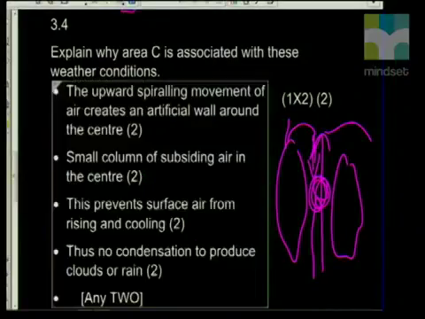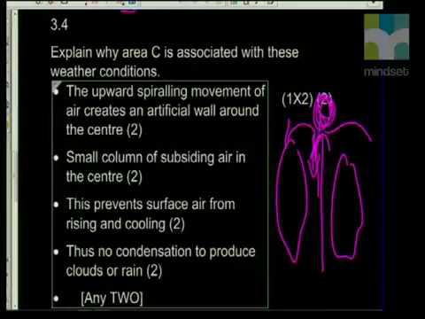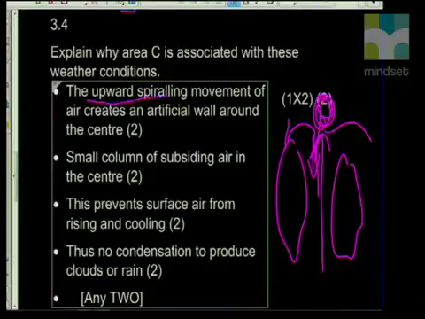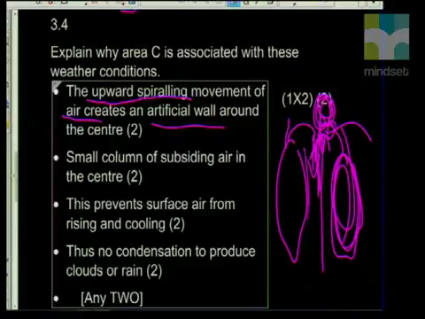All right. The upward spiraling movement. That was beautiful how it moved on its own. All right, I enjoy that one. All right, it's moving up. So the upward spiraling movement of air creates artificial wall around it. There's it spiraling and going up. You understand? And there's your cloud formation as it's diverging. So it creates a sort of wall, all right, around the center.